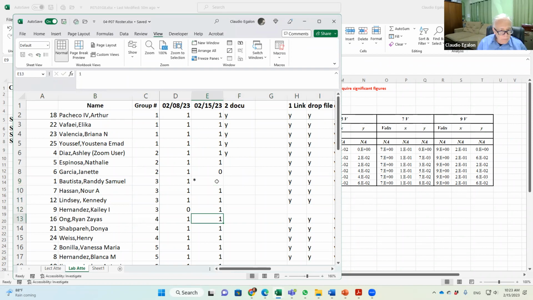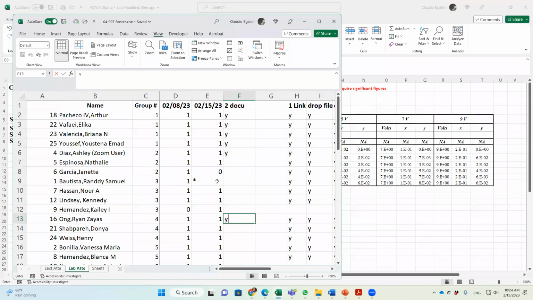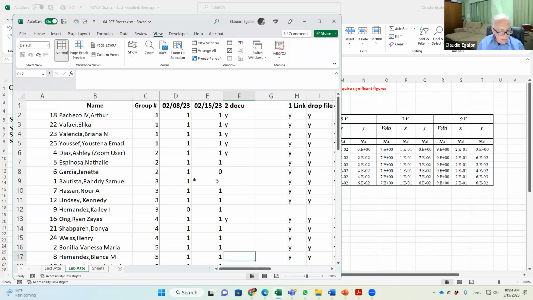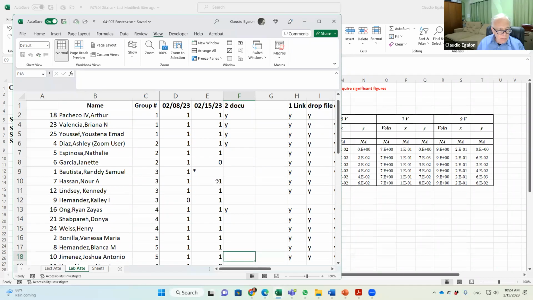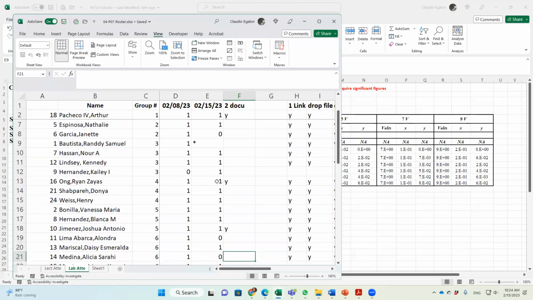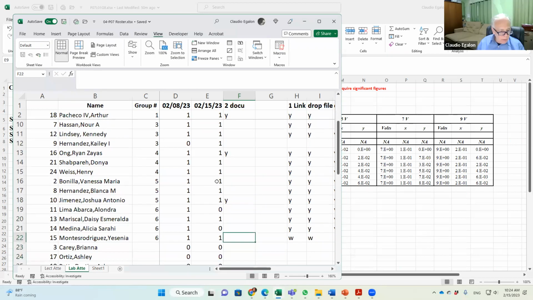Okay, let's go for the next one, group number 4. Ryan, did you get the documents? Yeah, I have all the documents. Okay, thank you. Joshua, group number 5, did you get the documents? Yes, I got the documents. Thank you. Yesenia, did you get the documents? Just type there in the chat if you want. I'm here. Okay, Janet, you're here, right? Yes, okay, thank you.